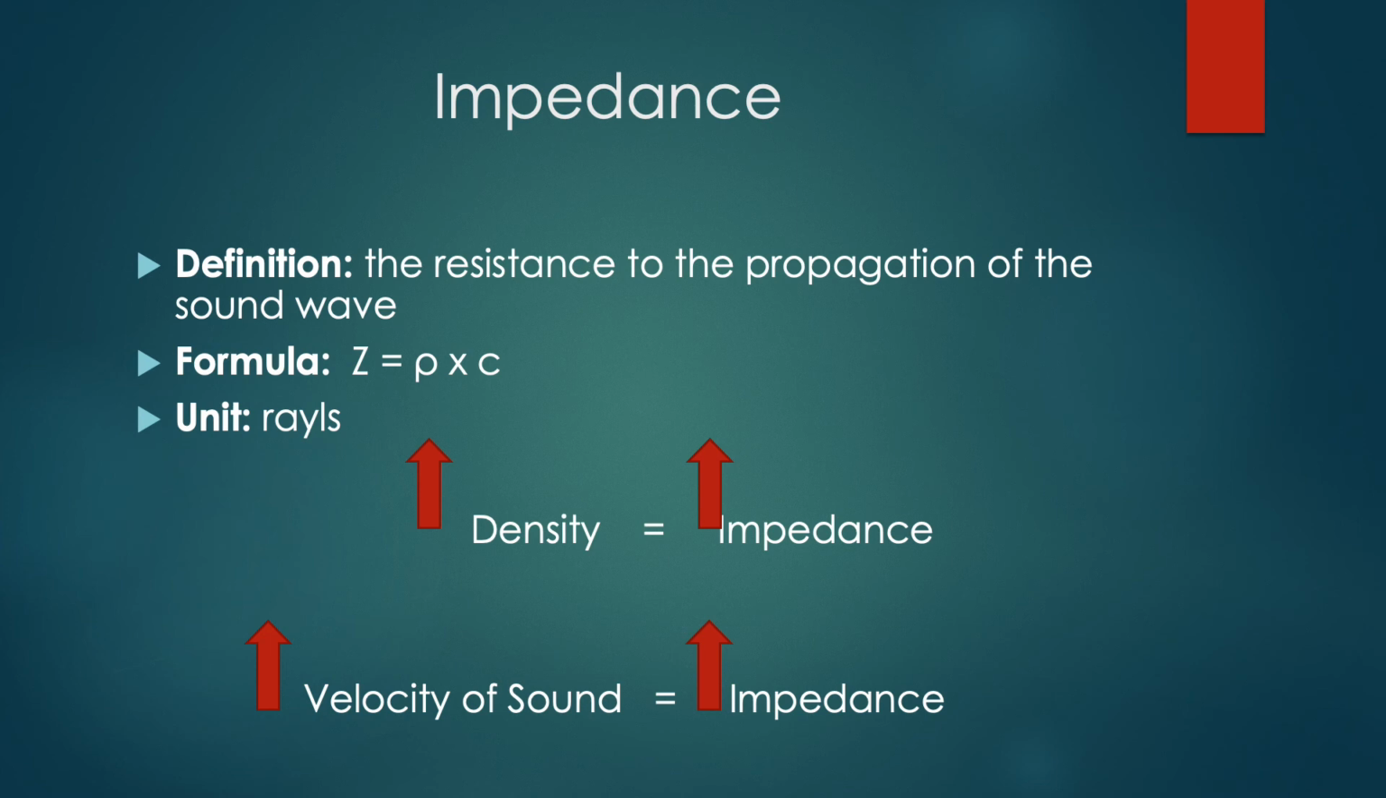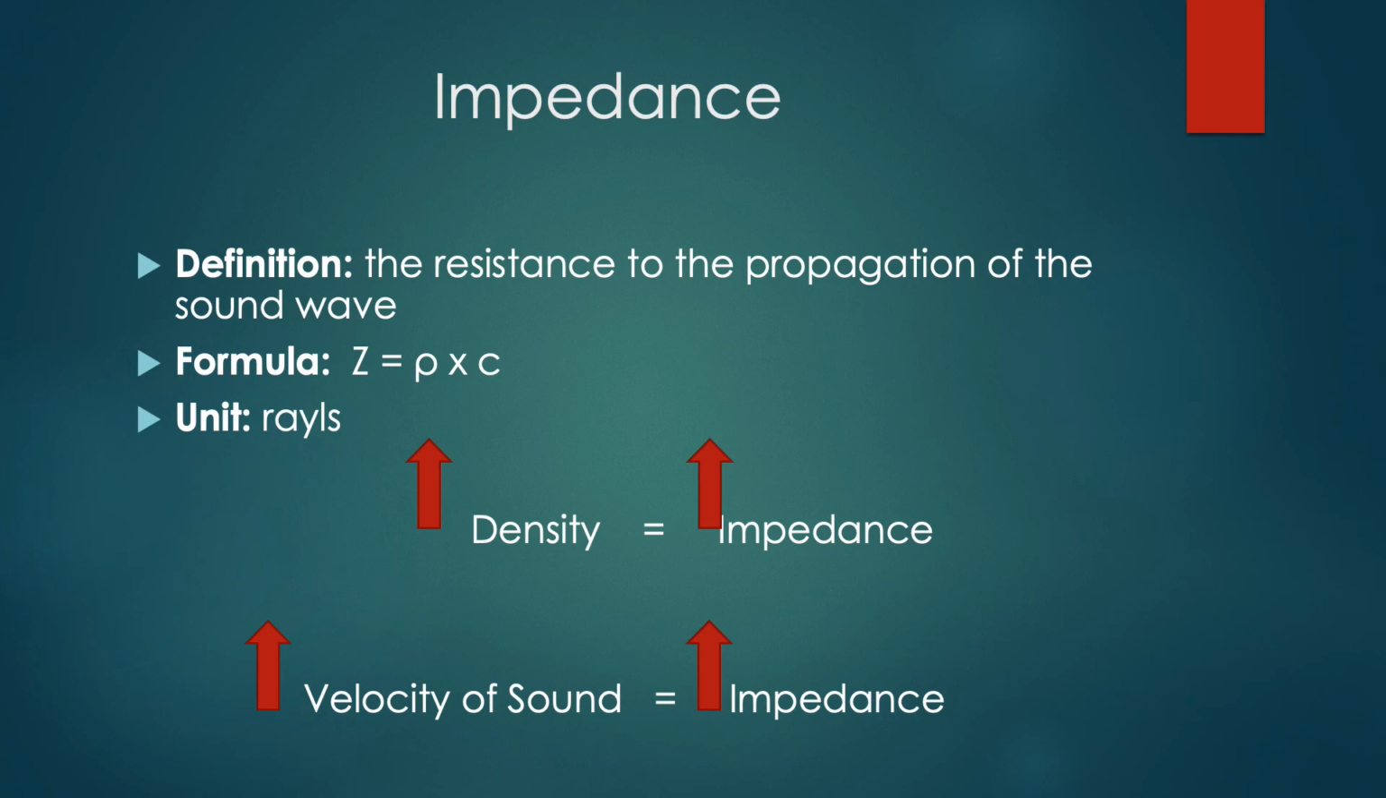Impedance is the resistance to the propagation of the sound wave. So the formula is Z equals density times propagation speed, and the units are rayls. If acoustic impedance equals these two factors multiplied, increasing any one of them will increase the impedance. What happens if I increase density? Impedance will increase. If I increase the propagation speed, or the velocity of the sound beam, impedance will increase. If you increase either of the two factors in the equation, the impedance will increase.